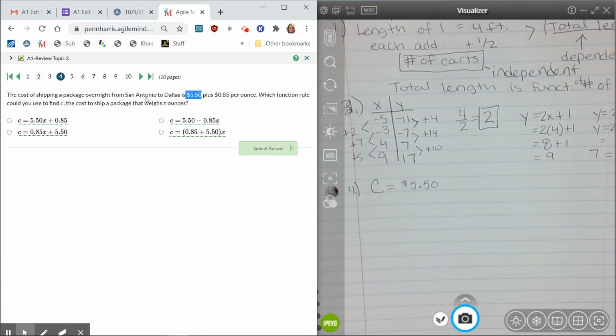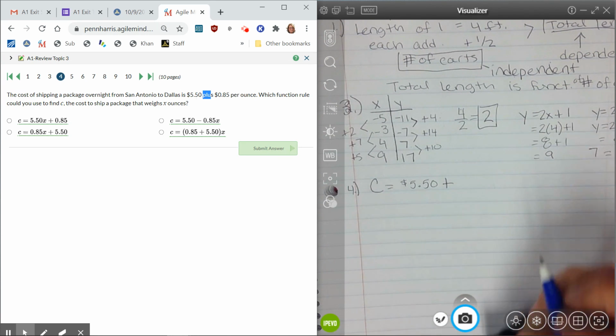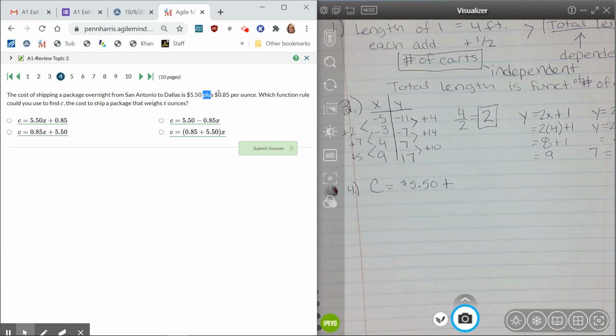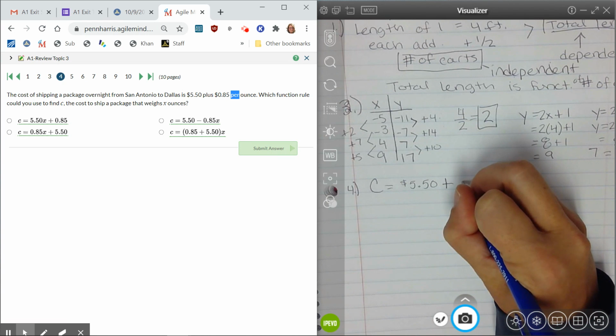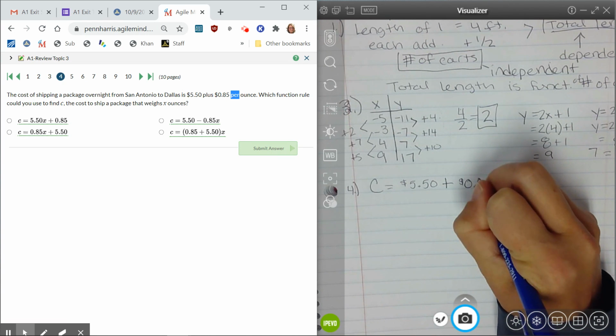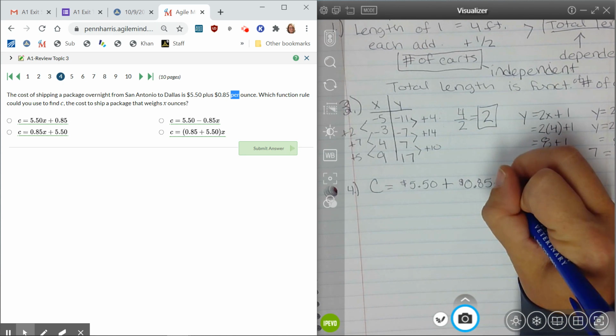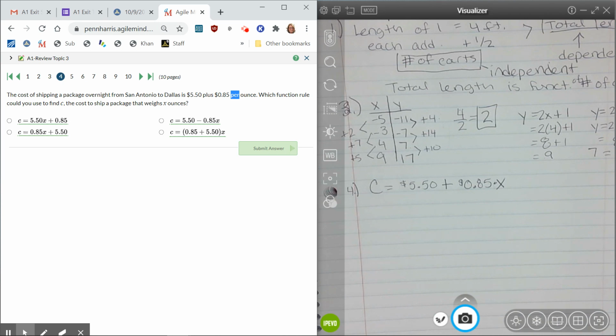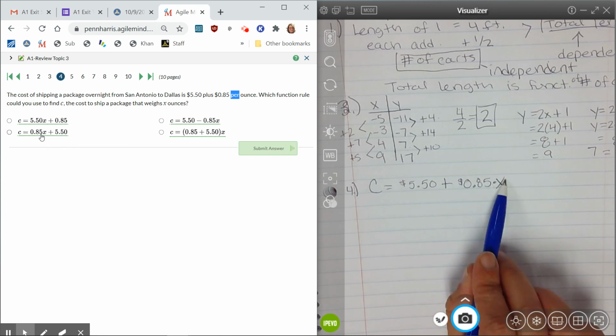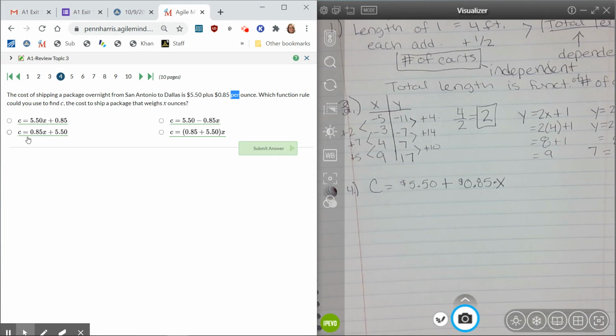My total cost is going to be $5.50. And then they give us the word plus. So put a plus sign down. And then it says 85 cents per ounce. This word per, guys, that means multiplication. So I'm going to say 85 cents per ounce. Well, do we know how many ounces it is? No. So that's going to be my variable. So I need to find the equation that matches this, and that's going to be this one here. It doesn't matter that it's flip-flopped. The x is still paired with the 85 cents.